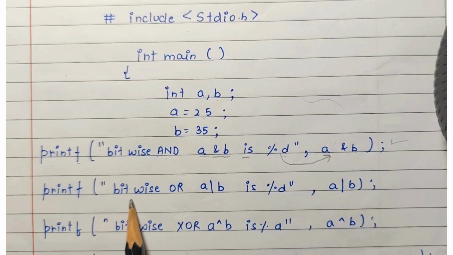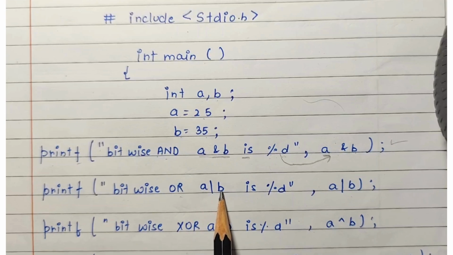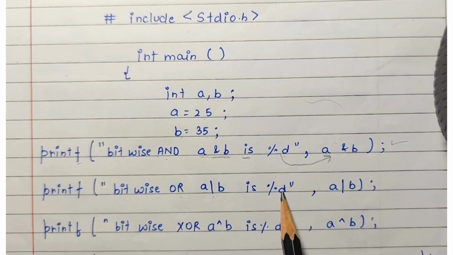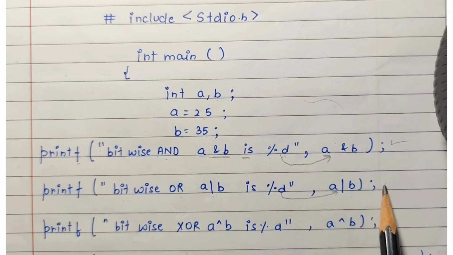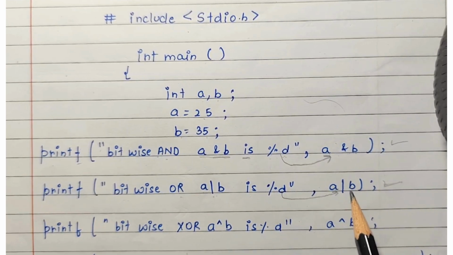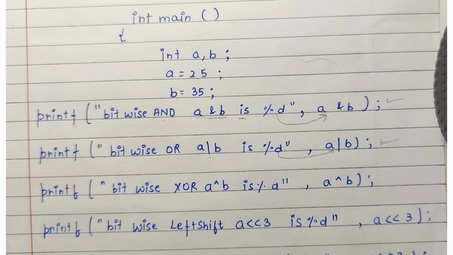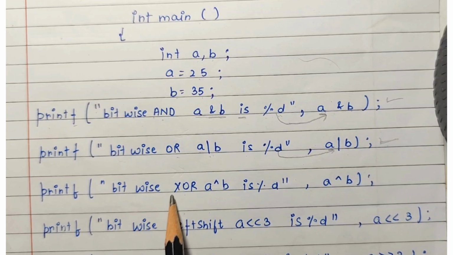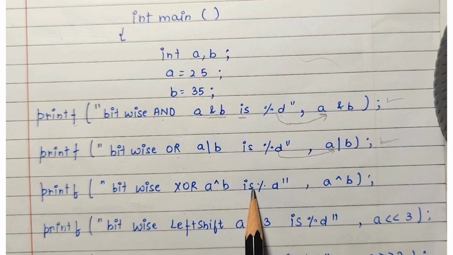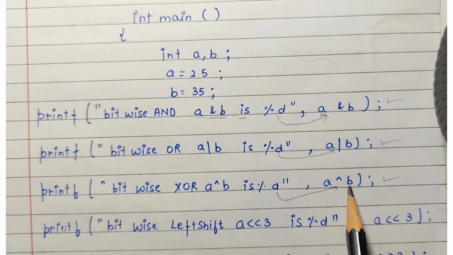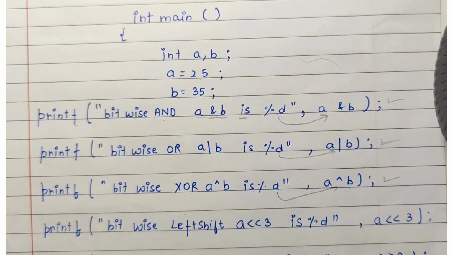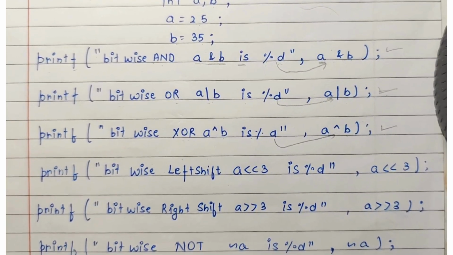In a similar way, I perform bitwise OR. This is a message, A | B. This is the symbol for bitwise OR. This is also a message, and %d is referring to A bitwise OR B. Whatever the value, that value will display in the output after performing the operation. In a similar way, we perform bitwise XOR. Bitwise XOR A ^ B is, this is just a message, and %d is referring to A ^ B. Whatever the output, that will display after performing the bitwise XOR operation.